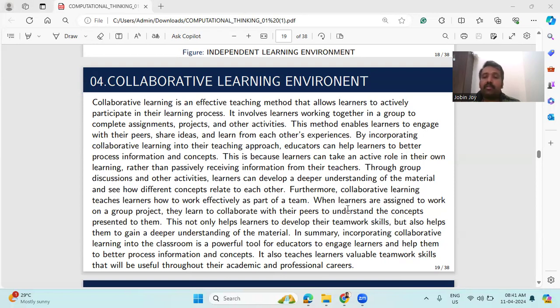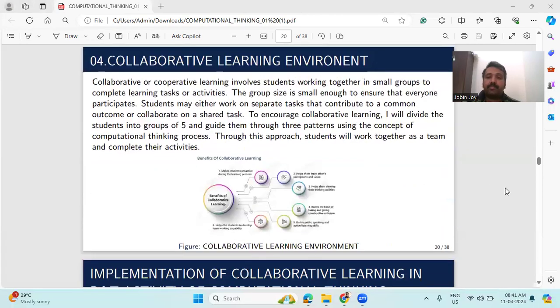In summary, incorporating collaborative learning into the classroom is a powerful tool for educators to engage learners and help them to better process information and concepts. It also teaches learners valuable teamwork skills that will be useful throughout their academic and professional careers. Collaborative or cooperative learning involves students working together in small groups to complete learning tasks or activities. The group size is small enough to ensure that everyone participates. Students may either work on separate tasks that contribute to a common outcome or collaborate on a shared task.